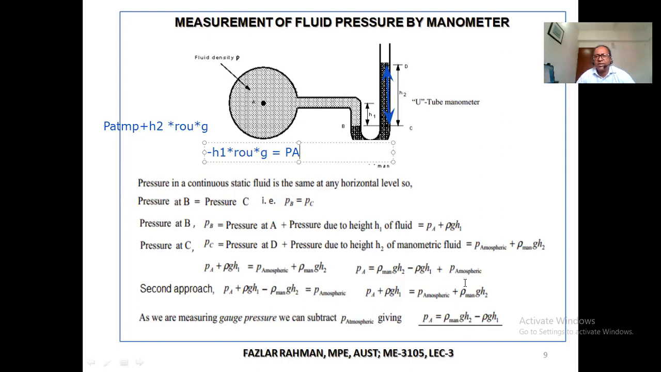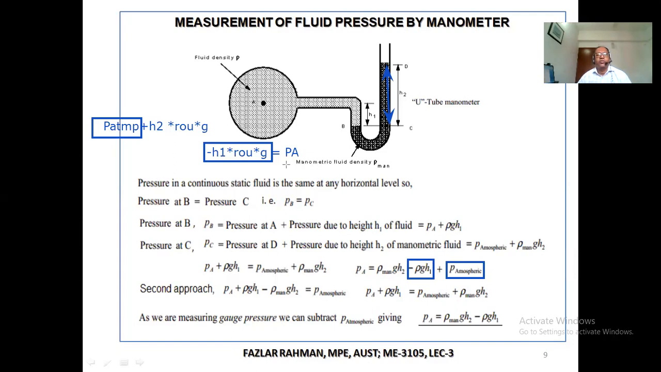What is my PA equation over here? If you figure out the PA, right over here, PA equals rho manometric G H2. That we get, rho manometric, this is the manometric fluid, H2. Then plus atmospheric pressure right over here. We have atmospheric pressure over here. Then minus rho G H1. We have rho G H1 over here.